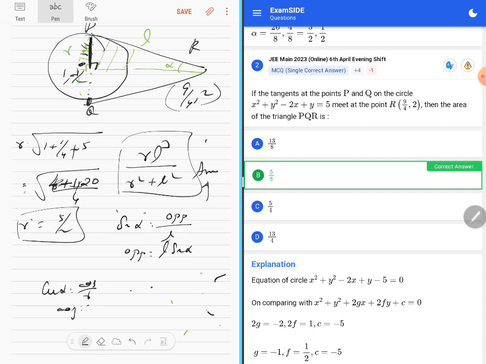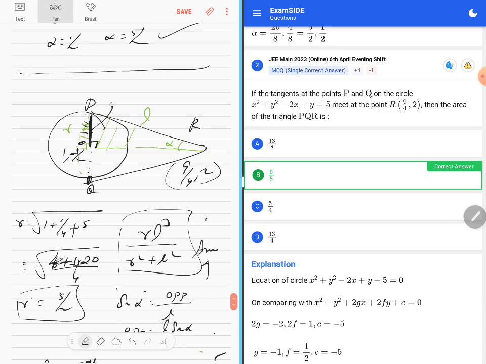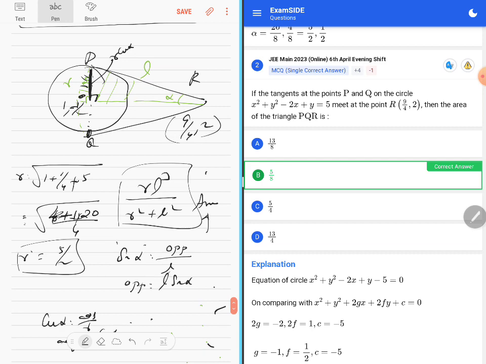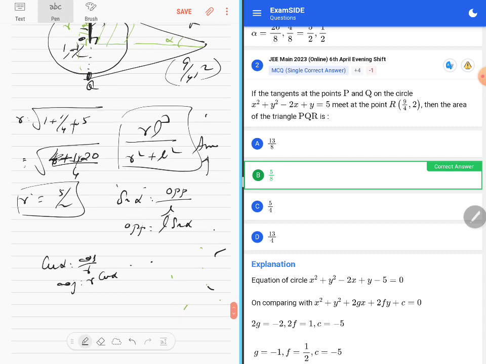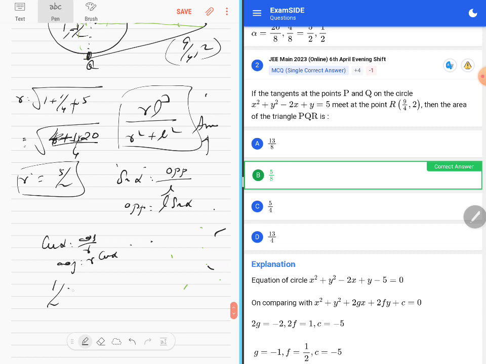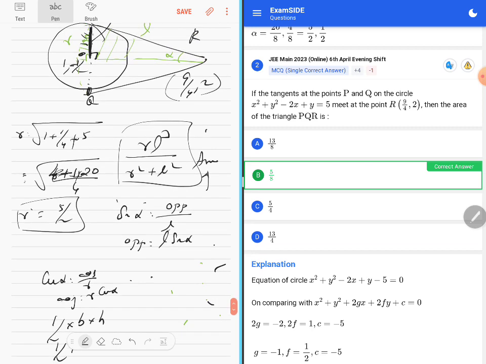So adjacent is R cos alpha. So you know that this is R cos alpha. And considering the area is half into base into height, half into base is 2R cos alpha into height.